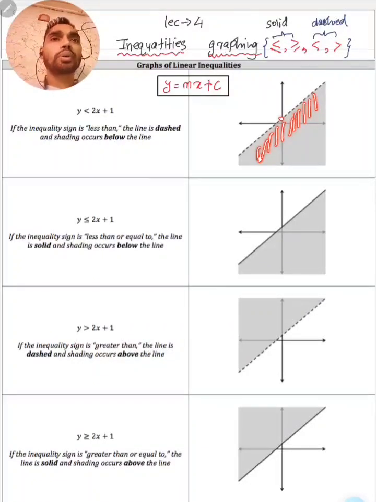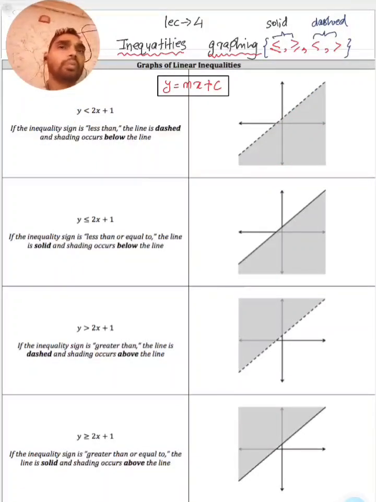Why are we doing it? Because y is written as less than, so we need to take all the values which are less than on the y-axis at that particular point, which is given on the y-axis, okay. And the y-intercept point here is greater than.